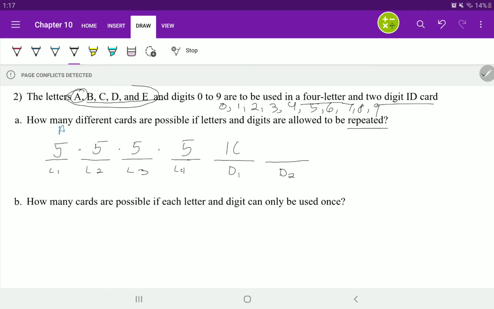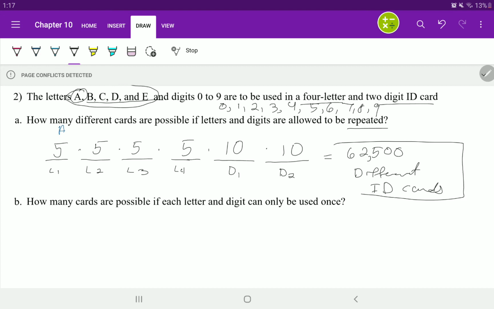So 10 options can go in the place of my first digit. And because I can repeat digits, 10 options can go in the place of my second digit. Which means I can just multiply straight across. So that is going to be 62,500 different ID cards. And that is my solution for the first question, for 2A.